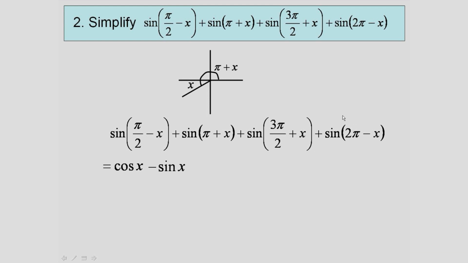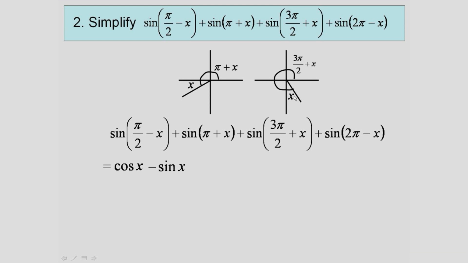For the remaining two pieces of our expression, we're going to take a similar approach. So 3 pi over 2 plus x. Let's draw that. 3 pi over 2 would take us all the way around here, but we want a little bit more. How much more? Whatever x is. So that little bit there that we go past 3 pi over 2 is x.